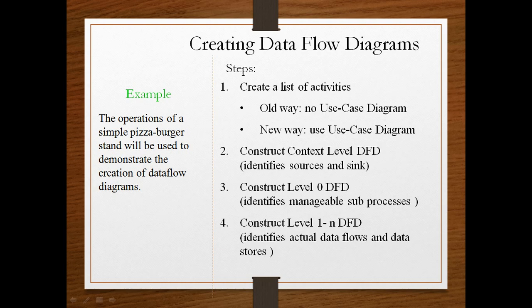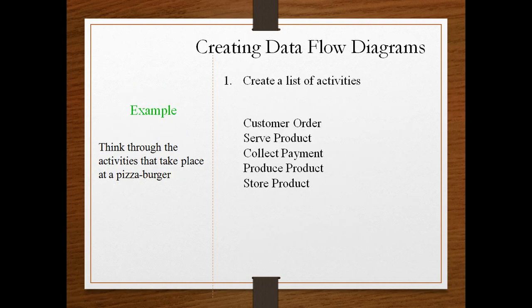First we are going to create the data flow diagram. The operation of a simple pizza burger stand will be like this. What are the activities? The old way has no use case diagram; the new way has a use case diagram. We are going to start with the context level DFD, which gives an overview of the complete system, then the zero level DFD, then the first level DFDs. Zero level means more of sub processes, and first level is the detailed level of data flow, that is, the actual data flow at the data store.